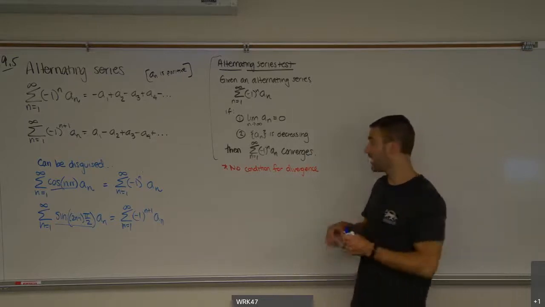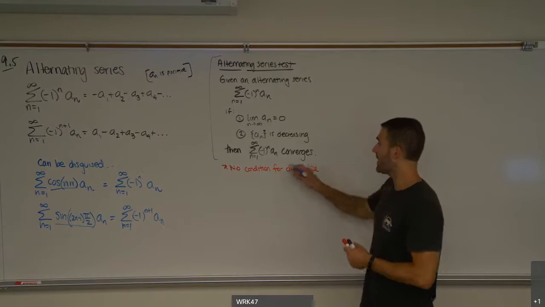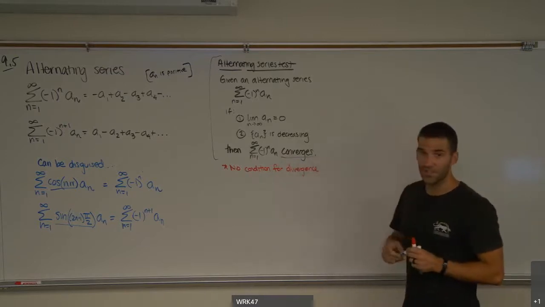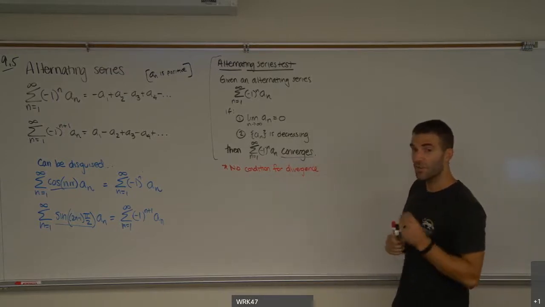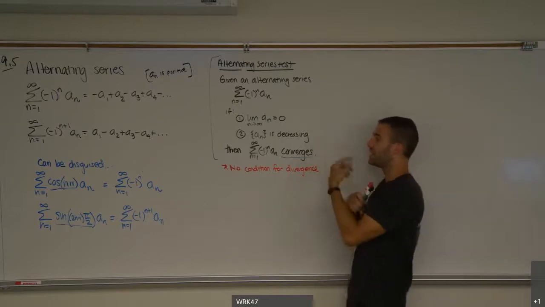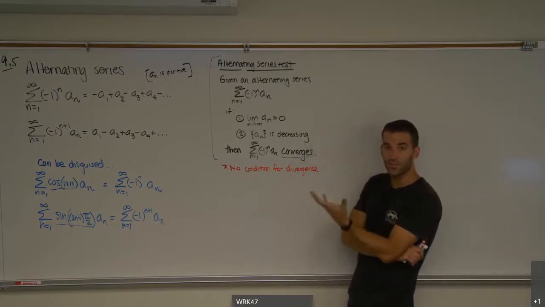This test is only a condition for convergence. It does not say anything about divergence. We don't want to make the logical fallacy of assuming that if we do not meet these conditions, you diverge. That is not true.